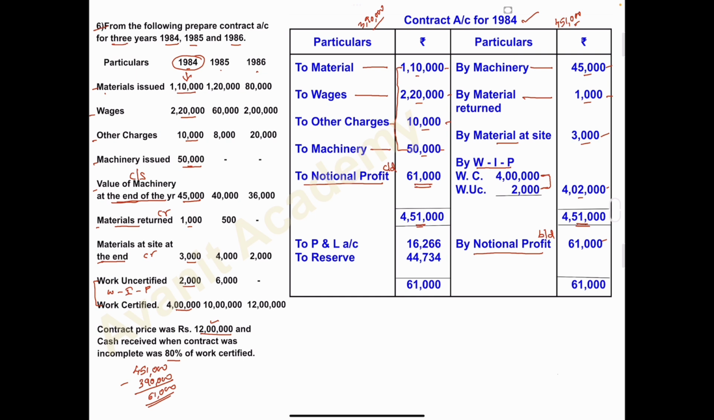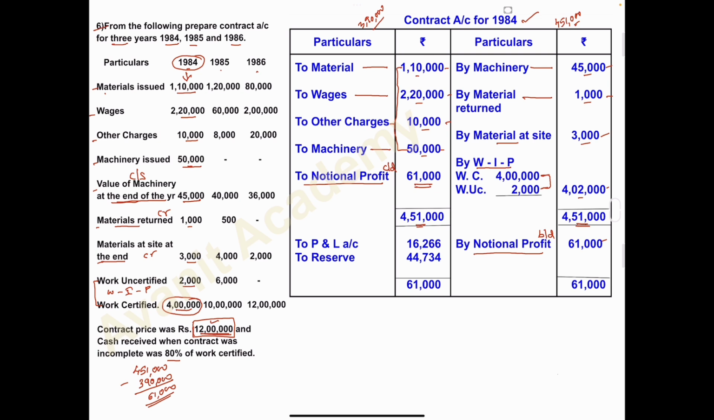The contract price is 12 lakh, correct? See the problem, the contract price is 12 lakh. 12 lakh into one-fourth, how much will you get? Calculate it. You will get 3 lakh. So the work certified amount is how much? See the 1984 column. 4 lakh. So the work certified amount is not less than one-fourth of the contract price. So leave that. What is the second condition?